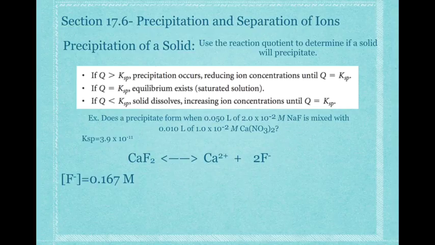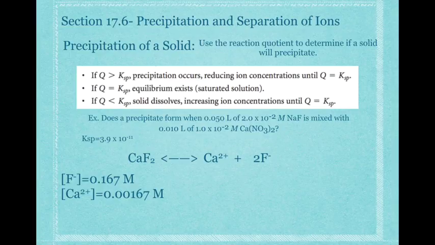So for the fluoride ions from sodium fluoride, I got 0.167 molar. Keep in mind I'm ignoring the sodium simply because that will not form a precipitate. It's the fluoride ion and the calcium ion. For the calcium ion, I took 1.0 times 10 to the negative second, multiplied that by 0.010 and then divided that by 0.060. Make sure you're getting this because you're going to be required to do this quite a bit in future lessons. I get for my calcium ion a concentration of 0.00167.